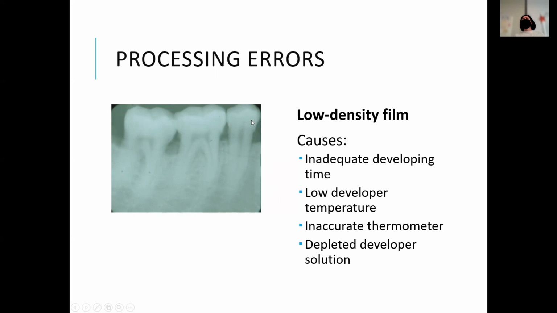If it came out too light, then the temperature is probably too low, or the chemicals are probably spent, they're just depleted.